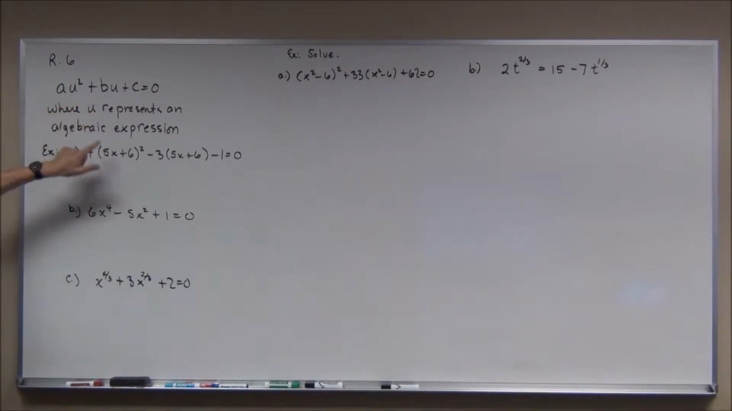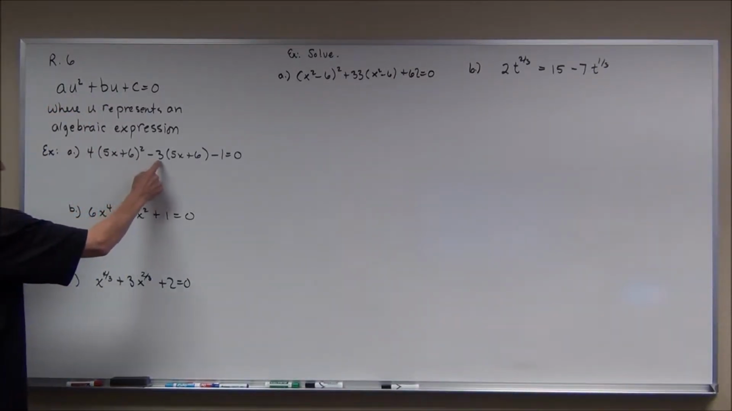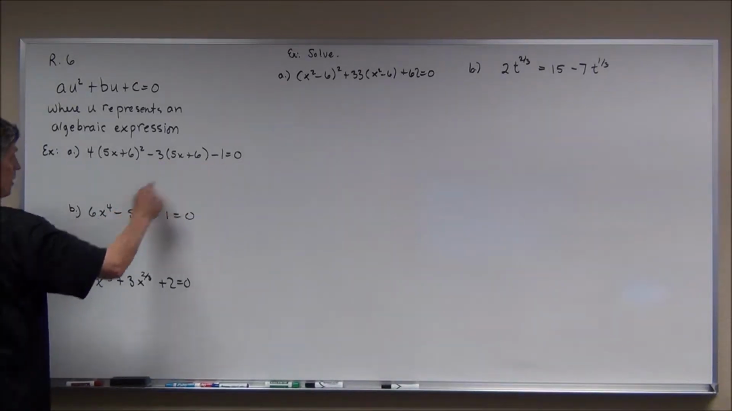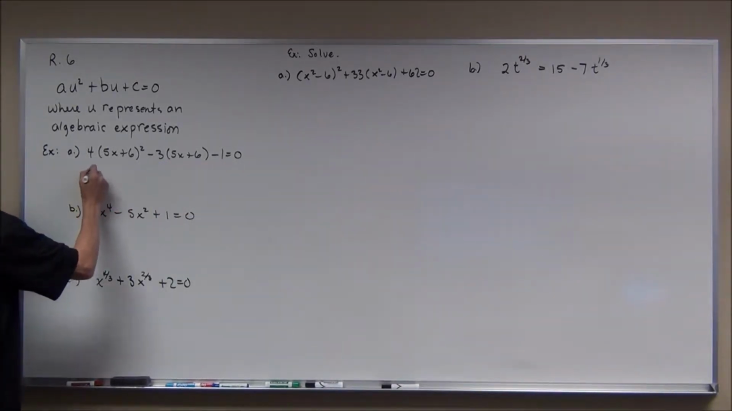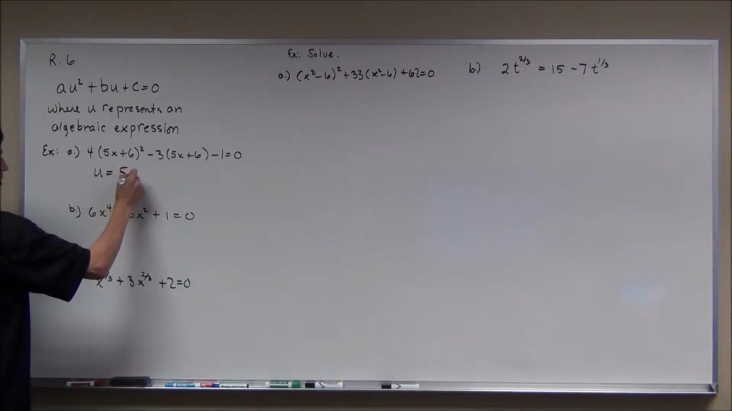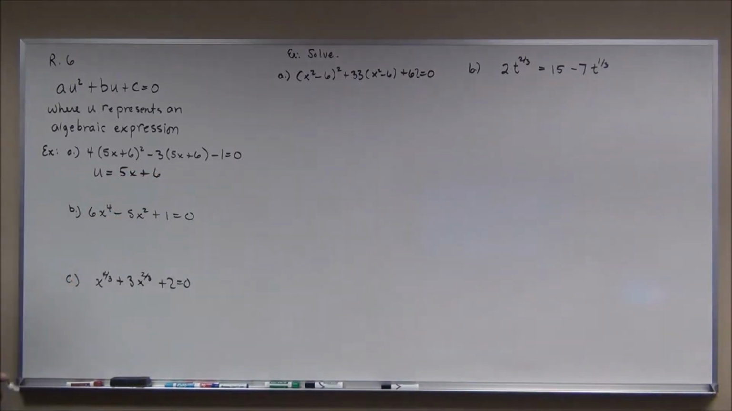In this case, as we're looking through this and trying to determine what the u would be equal to, I think you can see that this is a u squared minus 3 times u minus 1, we can say u is 5x plus 6. How often do you get to say u is? So in this problem, 5x plus 6 is that algebraic expression.